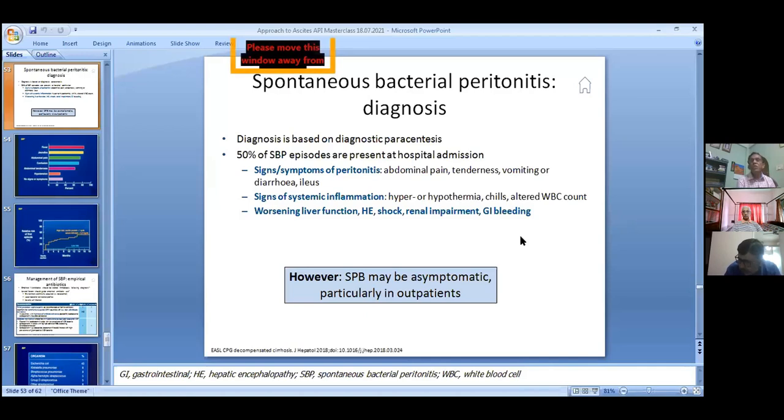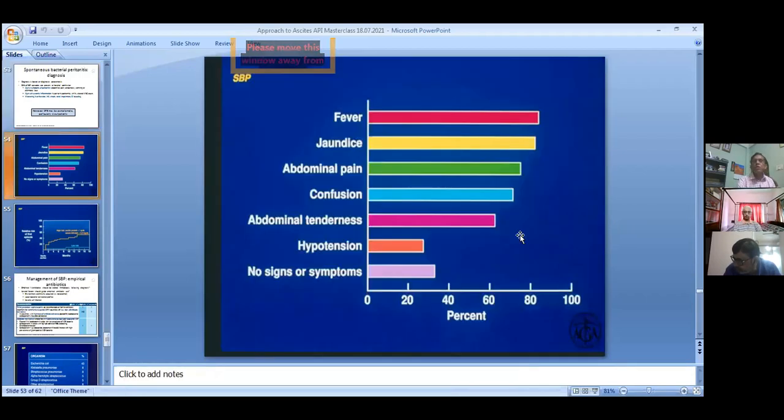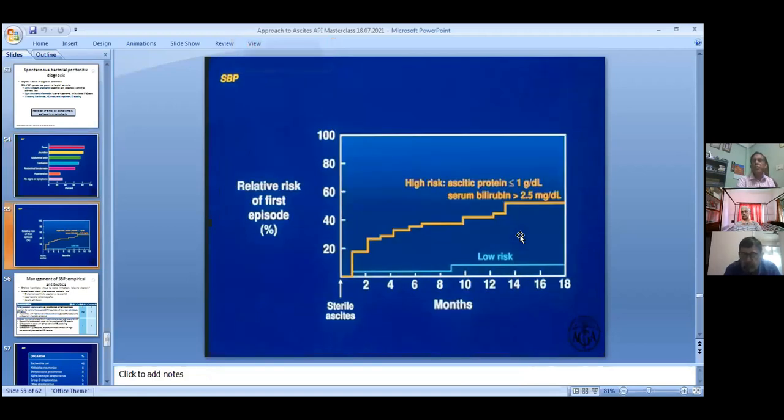And 50% of the SBP episodes occur at the time of hospital admission, and there may be minor signs of peritonitis, not very common, and there may be signs of systemic inflammation also, and there is worsening of hepatic dysfunction with encephalopathy, there may be renal dysfunction or GI bleeding. So these are the different symptoms, and I mentioned that about 20% can be asymptomatic.